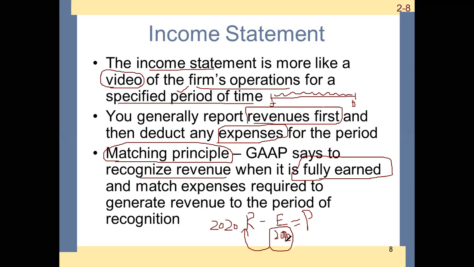The expenses of the same year must be subtracted from the revenues of the same year. You cannot subtract the expenses of 2020 from the year 2019 or 2018. Otherwise, it will not match with the same revenue. It will generate bogus results. Okay, it is important to understand.